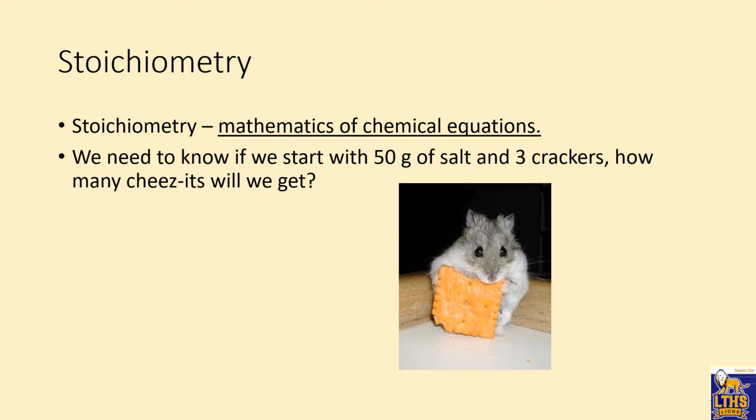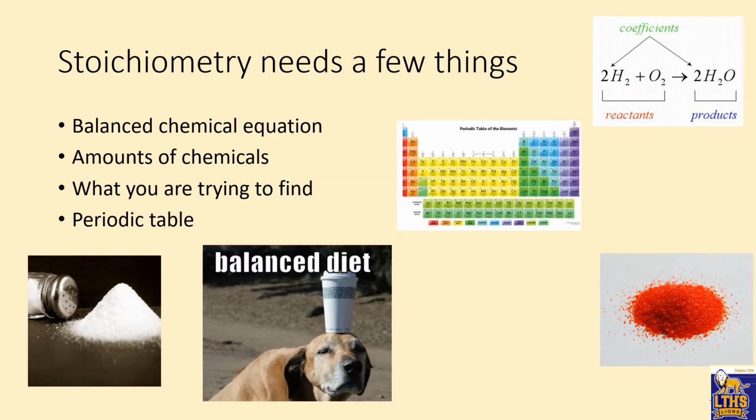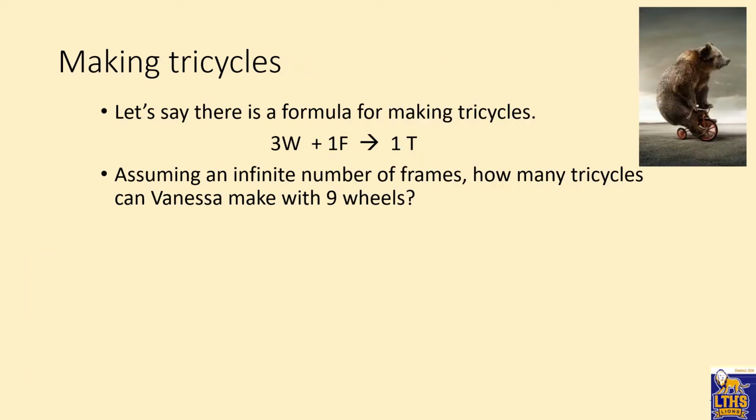So what is stoichiometry? Here's the definition: it's the mathematics of chemical equations. We know how to balance them, we know how to write them, and we want to know things like, what if I start with 50 grams of salt and 3 crackers? How many Cheez-Its am I going to get? We're going to need balanced equations, amounts of chemicals, what we're trying to find, and a periodic table.